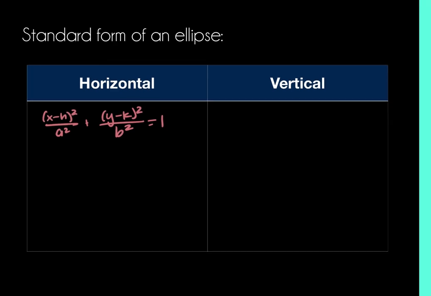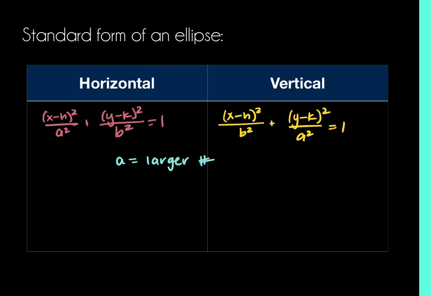And if it's vertical, it's x minus h squared over b squared plus y minus k squared over a squared equals 1. Order does not matter, so the order on either of those could be switched. What is important is that A is larger. Order doesn't matter, but A has to be higher.